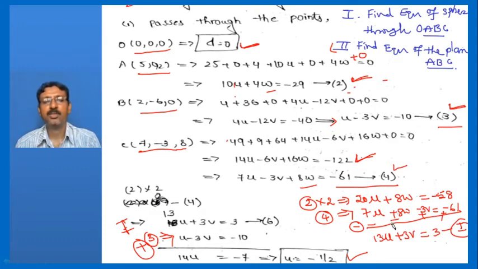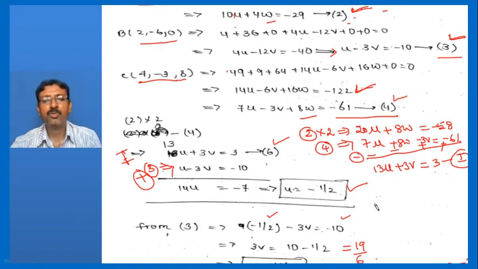For that, here we take the second equation, 13u plus 3v equal to 3, and the third equation, u minus 3v equal to minus 10. Adding these two equations: 13u plus 1u is 14u, 3 minus 10 is minus 7. Therefore, u equal to minus 1 by 2. Here is the u value.